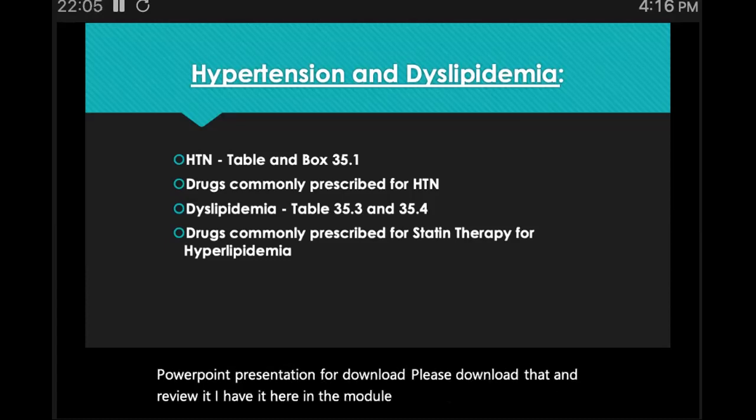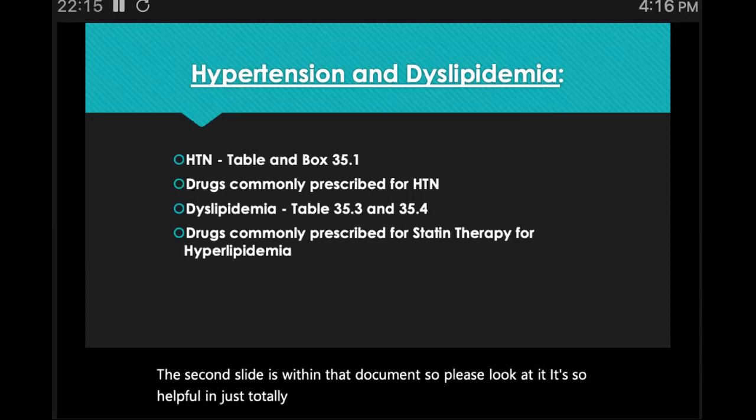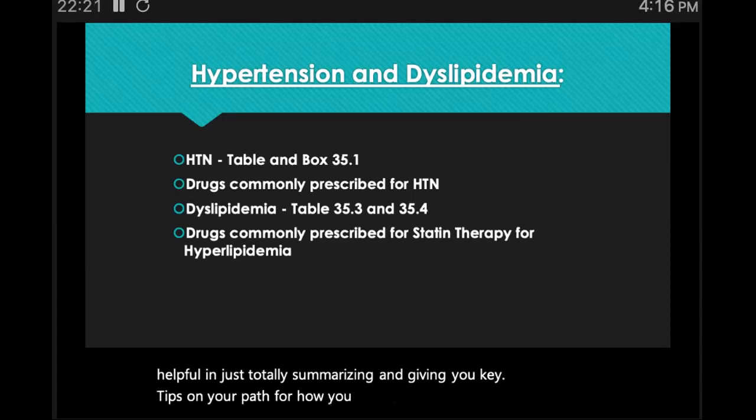I'll get to that slide, but it only has the first slide. The second slide is within that document. So please, please, please look at it. It's so helpful in totally summarizing and giving you key tips on your path for how you treat hypertension.